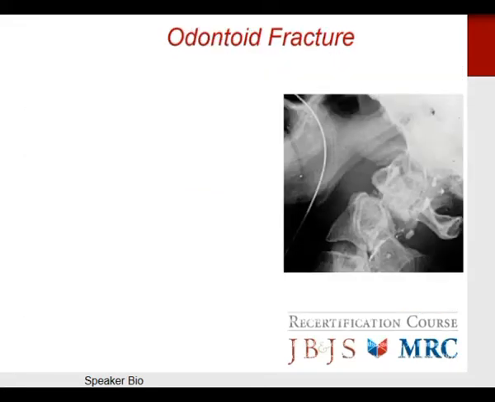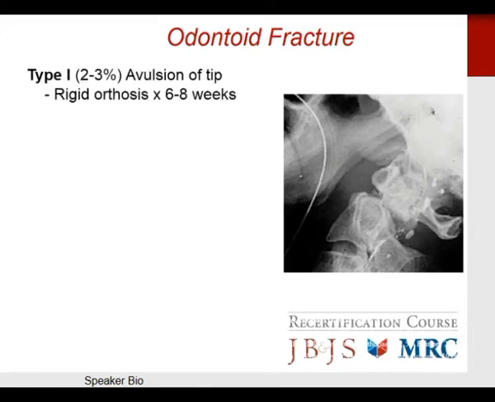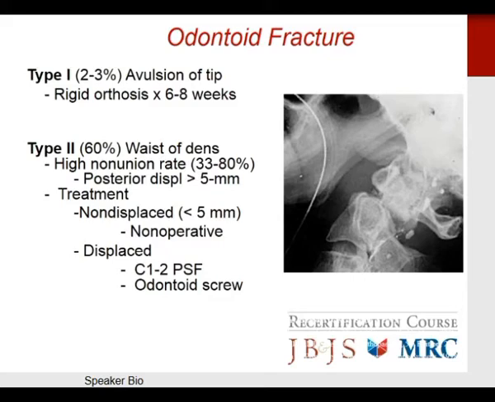Odontoid fractures can be defined by the bony amount that is injured. In a type 1, it's an avulsion of the tip. These are stable and can be treated in rigid orthoses. Type 2s are the most common, occurring in up to 60% of C2 fractures. These have a high rate of non-union, particularly with posterior displacement. Those that are displaced greater than 5 millimeters have a high rate of non-union.